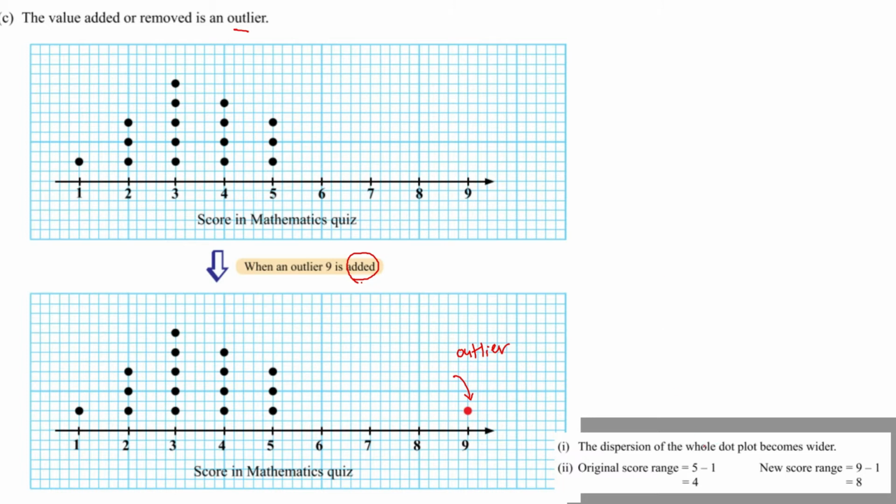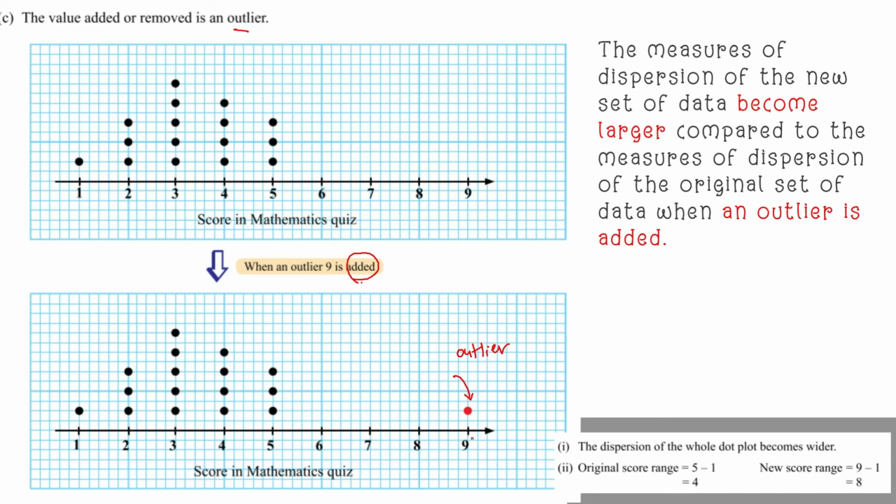The dispersion of the whole dot plot becomes wider. So the original score range is 5 minus 1 equals 4, and then the new score range would be 9 minus 1 equals 8. Okay, so for an outlier, it depends on the minimum and maximum value. So the measures of dispersion of the new set of data become larger compared to the measure of dispersion of the original set of data when an outlier is added.